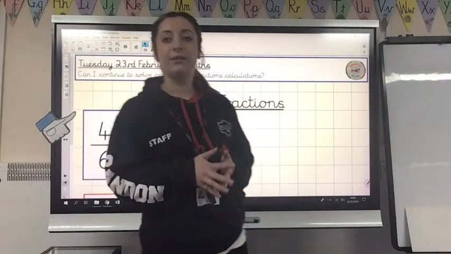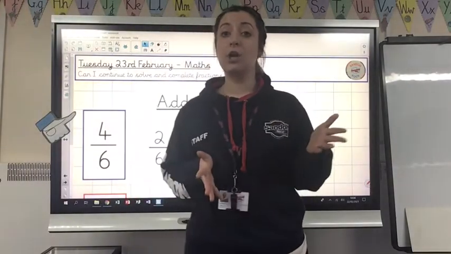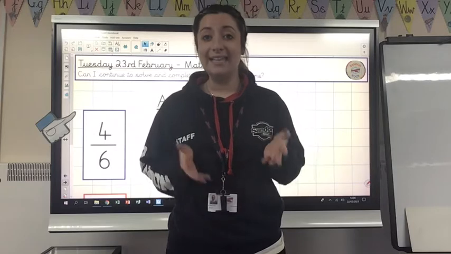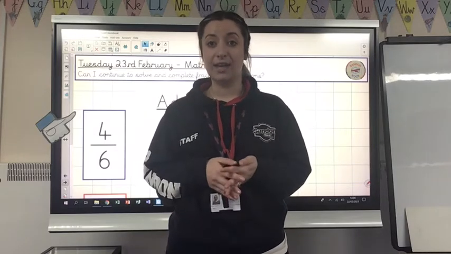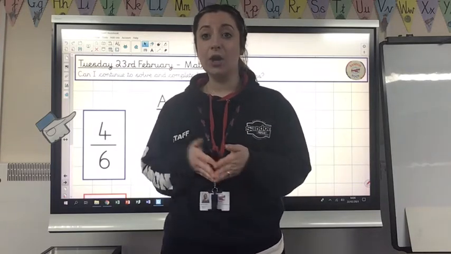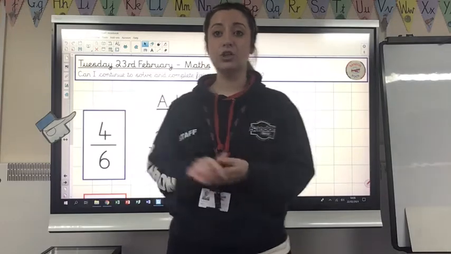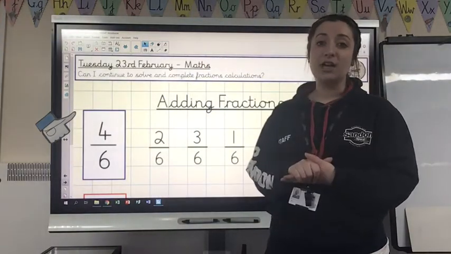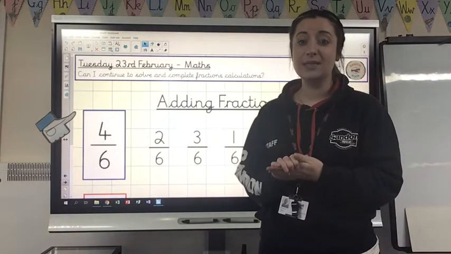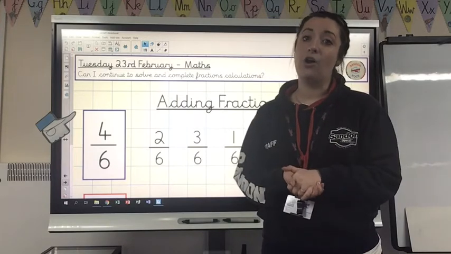Okay, so our learning for today. So before half term we were looking at fractions. Yesterday we also had a look at fraction calculations. Today we are going to continue to solve and complete fraction calculations. Now it is actually going to be our final day on fractions.